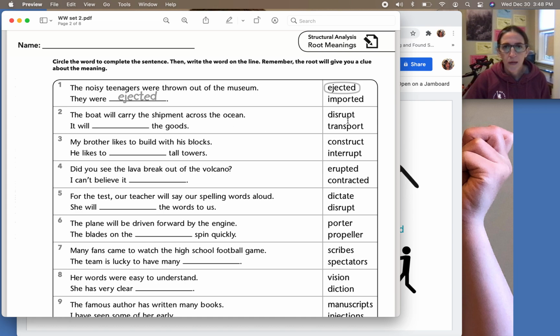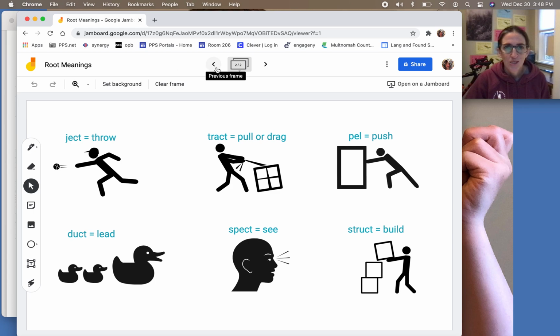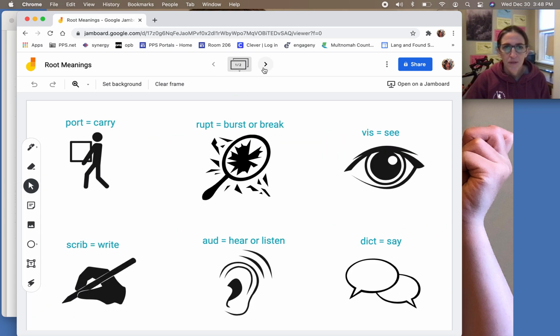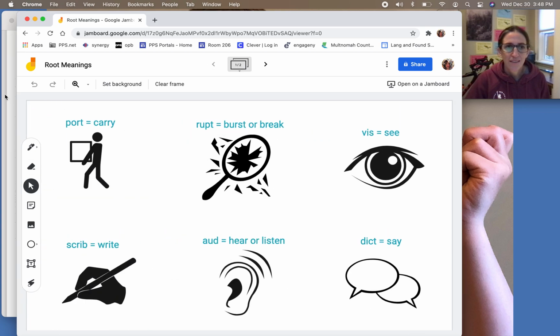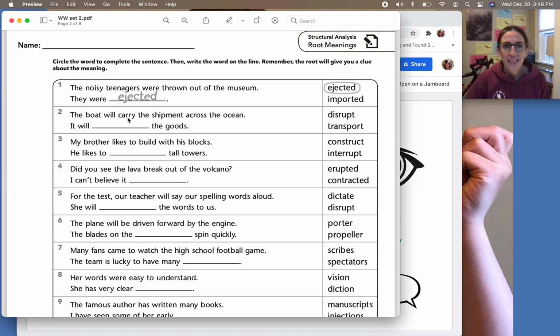The boat will carry the shipment across the ocean. I have disrupt and transport. Rupt means to break. Remember that. And transport. Port means to carry. A boat will carry. So I want the word transport. It will transport the goods. So I would circle transport and then write it on the line.